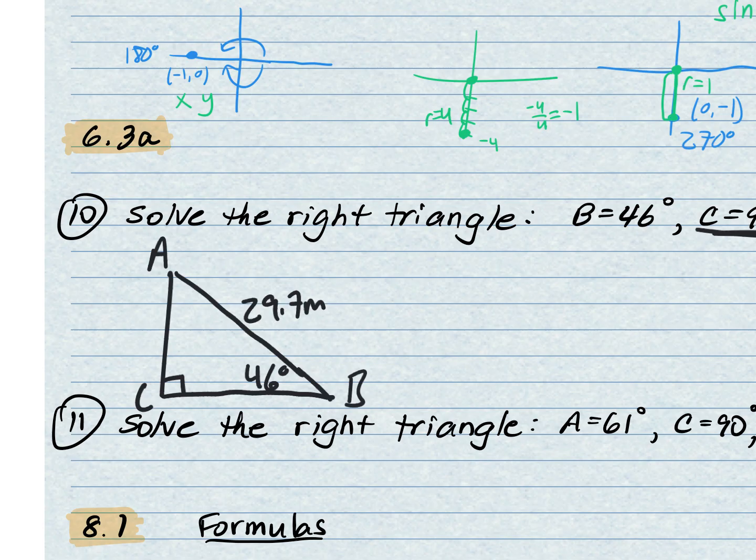So we can find the missing angle pretty easily with the information that we're given. We're given two angles already. I have a 90-degree angle and then a 46-degree angle as one of my acute angles. In a right triangle, the two acute angles are always going to add up to 90. So to find angle A, we can do 90 minus 46, and that's going to get us 44. So I know angle A has to be 44 degrees.